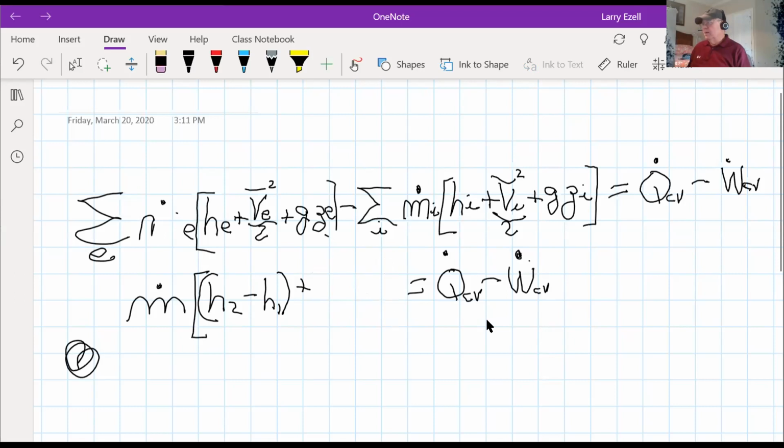So if we were talking about a boiler, that term and the velocities were pretty equal on the inlet and outlet ports, we could leave that off. And if it were a boiler, then this would go away and you'd be left with that. And if it's a turbine, this would go away and you'd be left with that equation. Okay.